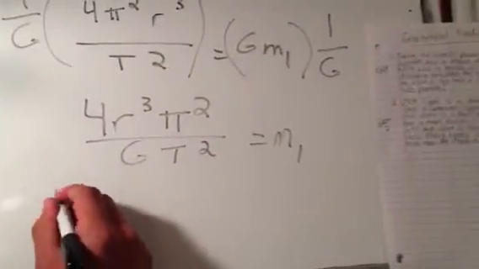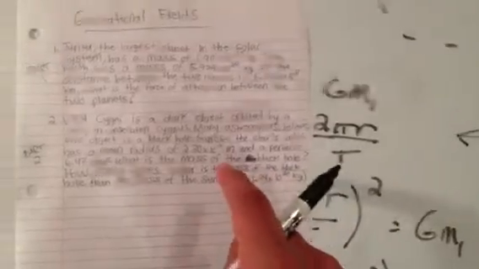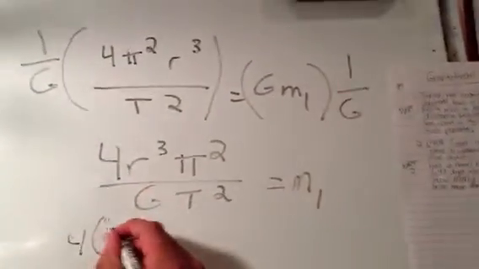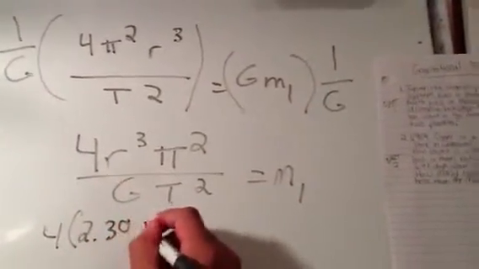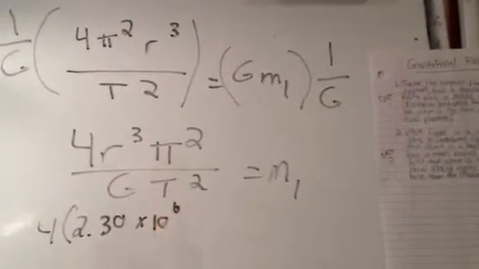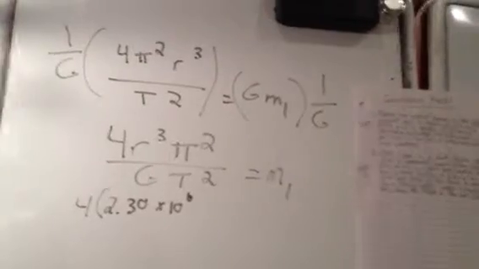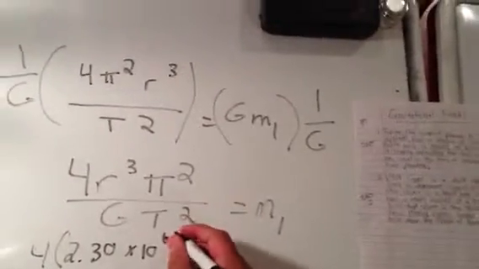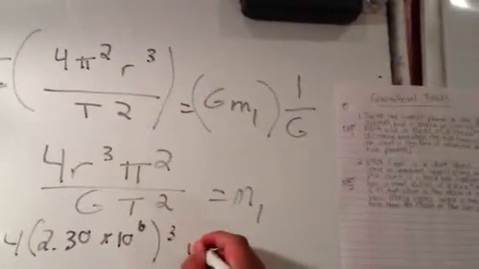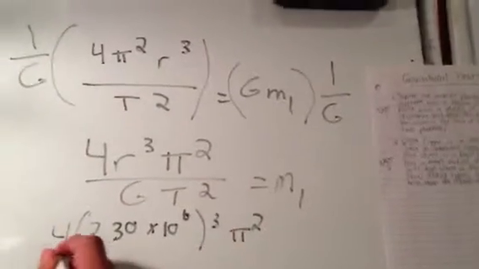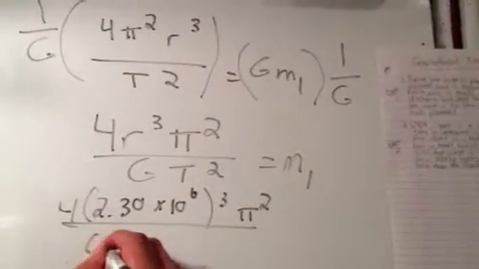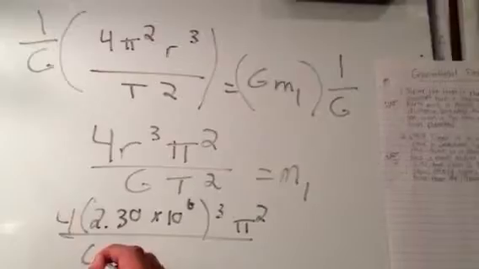So we have 4 times r, which is the mean radius. If we come over here, it is 2.30 times 10 to the 10 meters. Now, you don't have to include units here as you're writing or subbing in the values, but do remember that you need to include units in your answer. So we're going to square this, and this is times pi squared, over g, which is a constant, times, now you gotta be careful here.